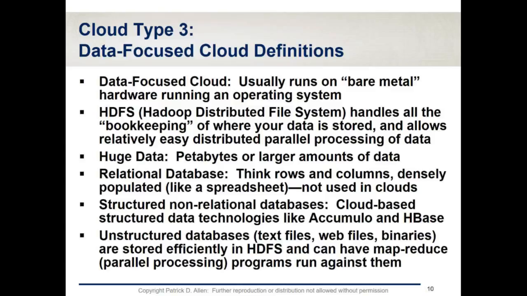And then they also have structured non-relational databases. And I'll give you an example of this coming up as well. You've got Accumulo and HBase. It has its own structure, and it makes it very easy to then run the parallel programs. Okay? And then you have unstructured databases. And here's one of the big advantages of the cloud. If you got text files, web files, binaries, they're all stored in HDFS, you can still run processes on them. You can still run programs on them, okay?